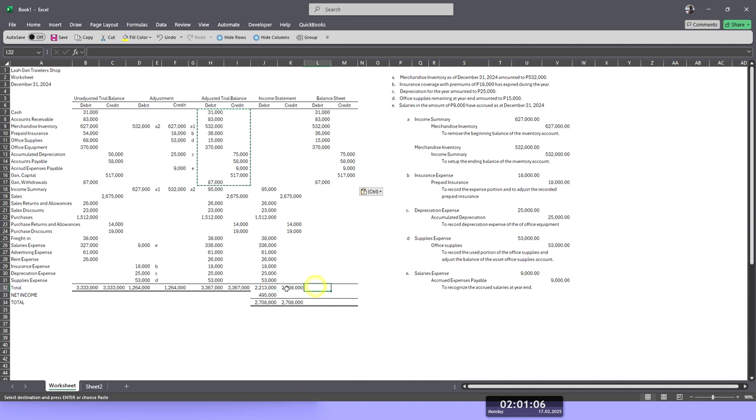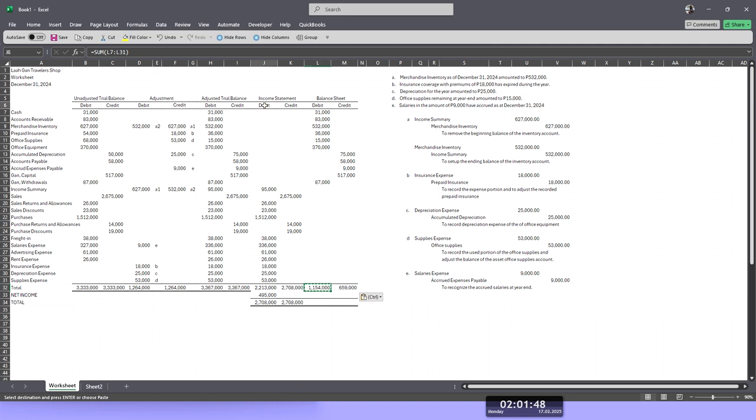We can copy the total formula under the income statement column, or we can also create the total formula here, the sum of all the amounts under the debit or credit column in the balance sheet. And then once you have the total of the debit column in the balance sheet, you can just copy it and paste it in the total row of the credit column for the balance sheet.